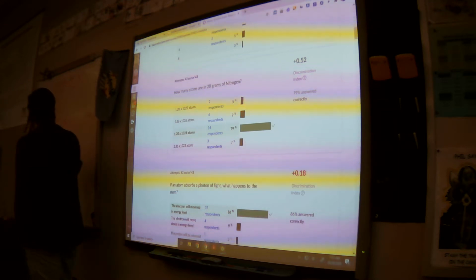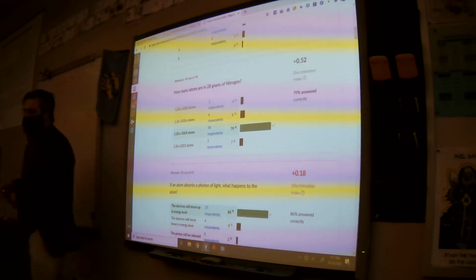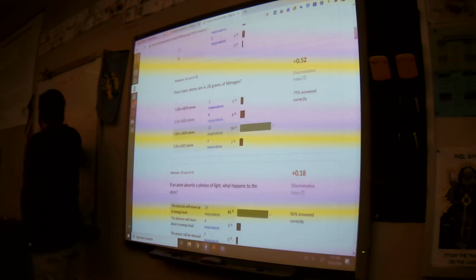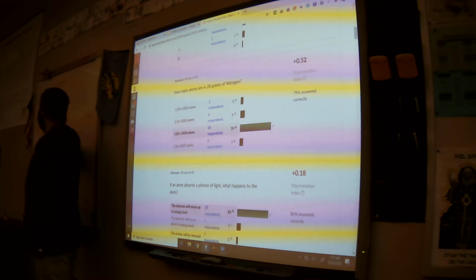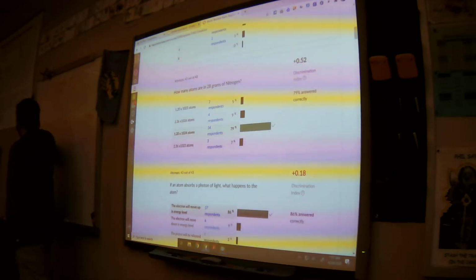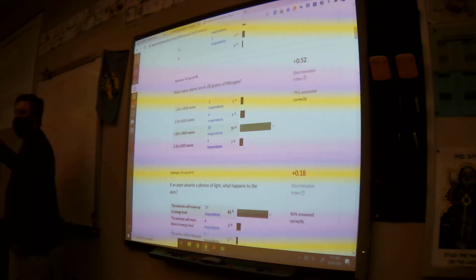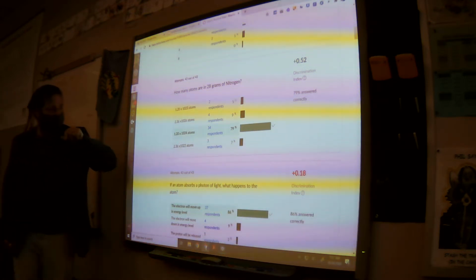One thing you can do, if you don't have a calculator on hand and you want to just do this in your head: 28 divided by 14 is 2, right? So 6.022 times 2 is, what's 6 times 2? 12. So it's going to be 1.2 times 10 to the 24th. Just move over the decimal point. 1.2 times 10 to the 24th.